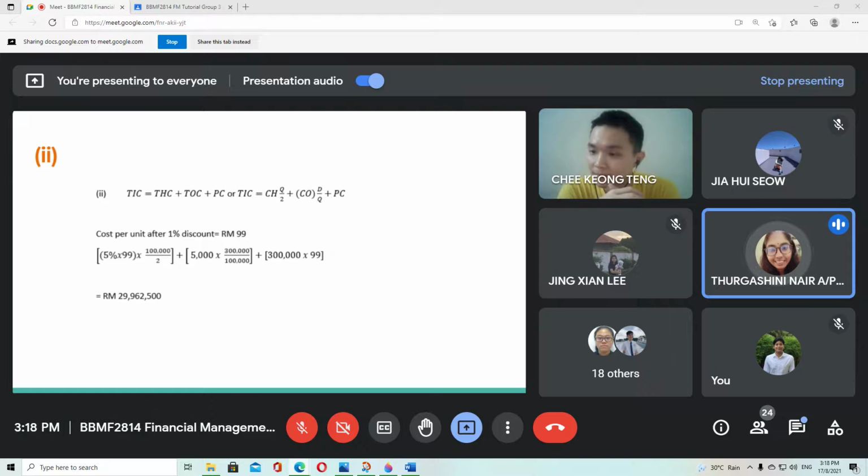For the question 2, calculate the total inventory cost if the company wants to take the bulk order discount of 1%. So the cost per unit will reduce by 1% discount. So it will reduce to 99 ringgit. So we substitute all the numbers into the total inventory cost formula. So we will get 29,962,500 ringgit. Okay, everything is correct here.